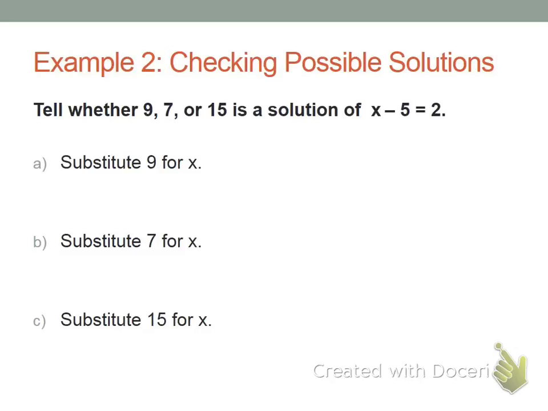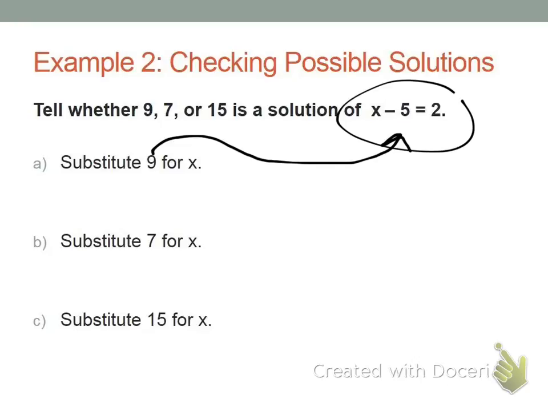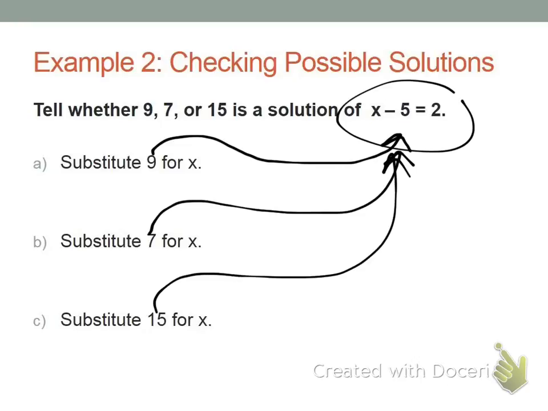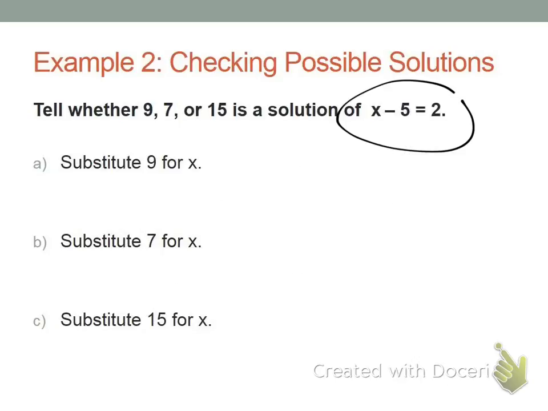All right, so in example 2, I'm checking for possible solutions. I need you to pretend with me for a minute that you do not know what the solution to this equation is. Okay, here's our equation. I want you to write it in your notes. X minus 5 equals 2. And here's what it's asking us to do. It's asking us to test these 3 solutions into this equation. Okay, so we're plugging in 9, 7, and 15 in for x to see if it's a solution.